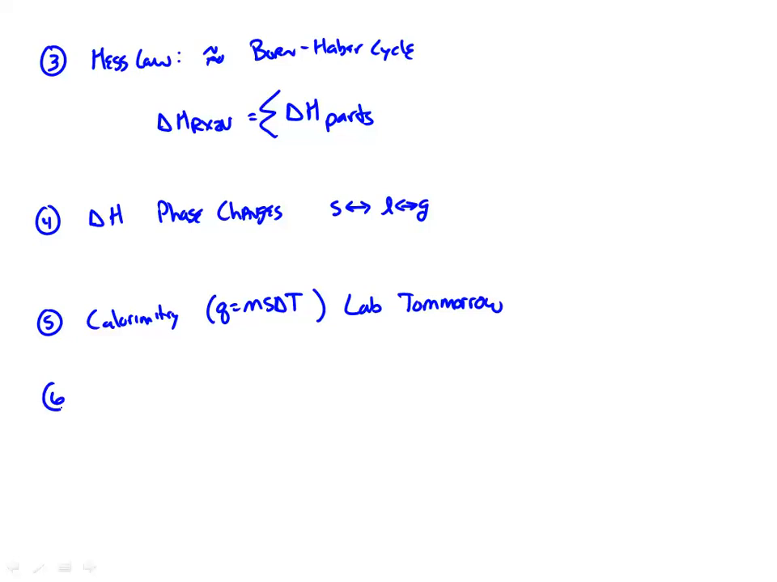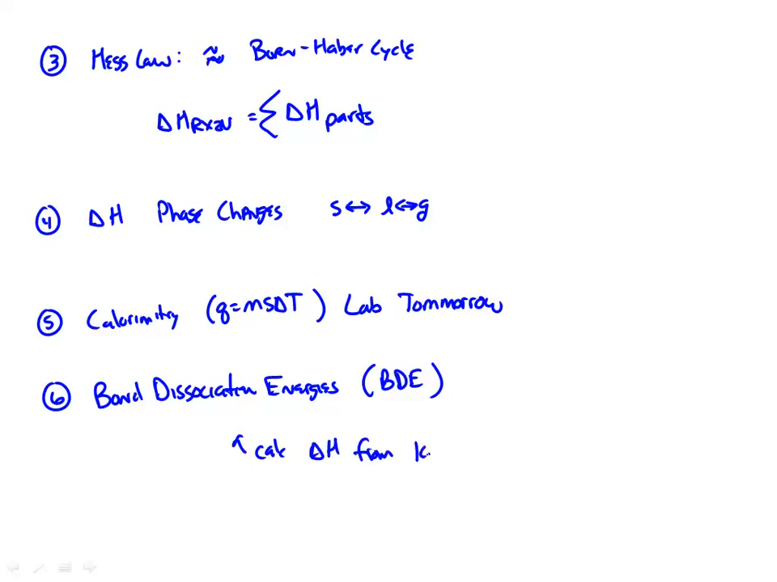And then the last one we look at is something called bond dissociation energies, or I call them BDE, because I get tired of writing it. And this is saying that we can calculate delta H from knowing bond energies. And so what it turns out is there's about, well, here, 6 different ways to either calculate delta H for something or use delta H in part of a process for determining or following the heat flow in a reaction.